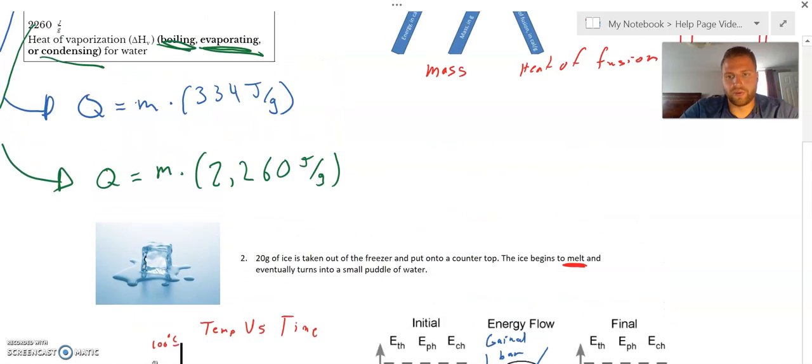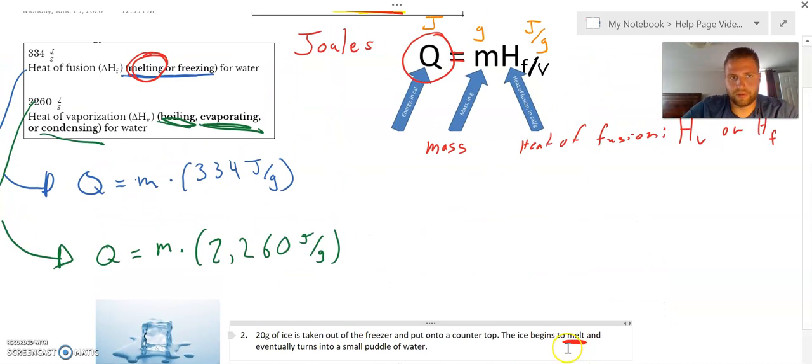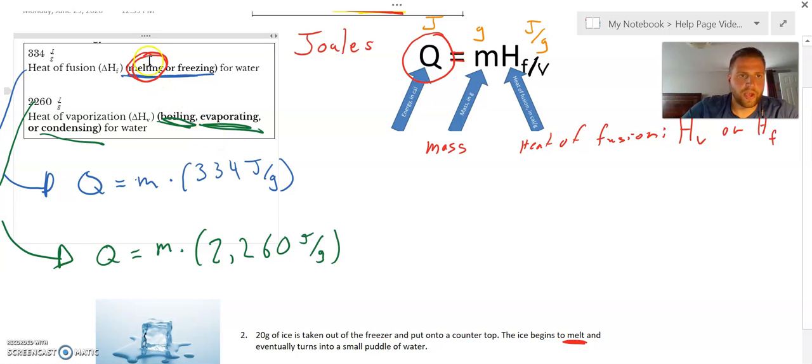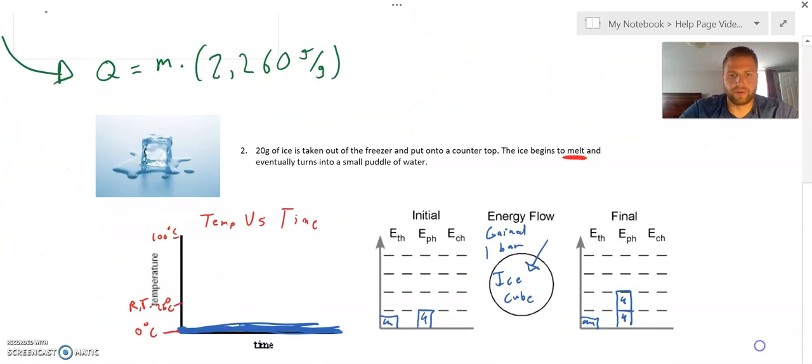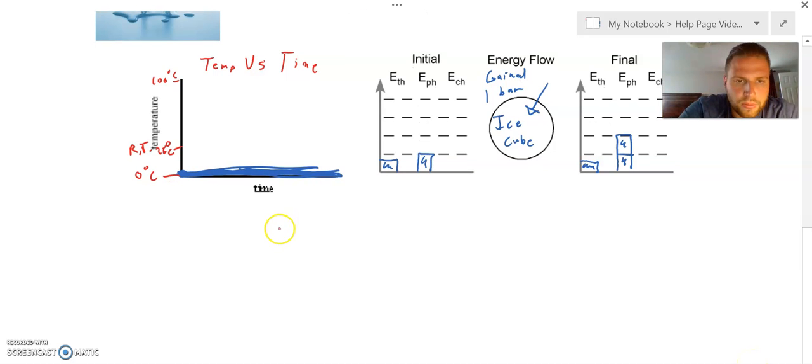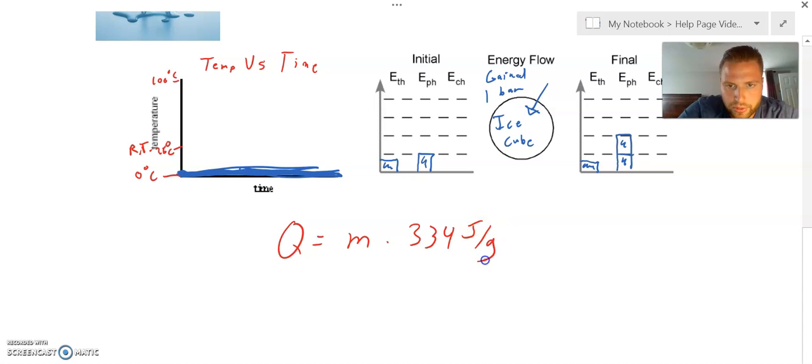Because we read the word melt, and we circled it here, we're going to follow the arrow. This is the equation we're going to need in this problem. Q equals M times 334. So heat is equal to mass times 334 joules per gram. Let's put parentheses around this to keep it organized. So I just found the heat of fusion.